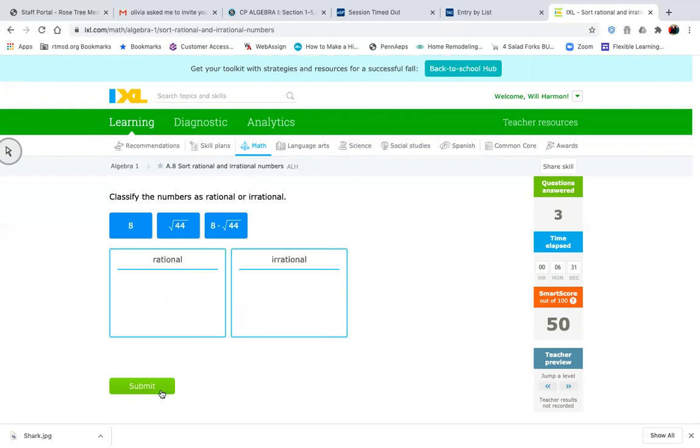All right, where does 8 go? Rational. Where does the square root of 44 go? Where do you guys think? Irrational. Very good. What about 8 times the square root of 44? Irrational. Very good.